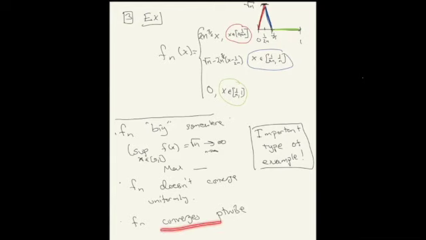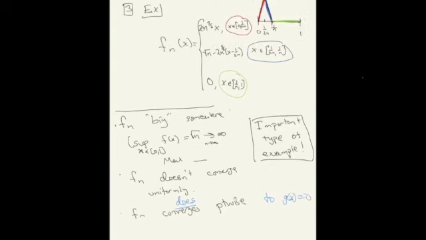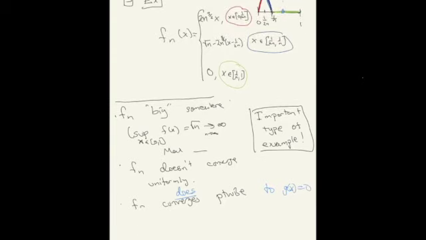And finally, Fn does converge pointwise to g of x equal to 0. Why is that? Because if you fix a value here, eventually it will be 0. And if you're at 0, you're always 0. So the limit as n goes to infinity of Fn of x is equal to 0 for all x fixed.